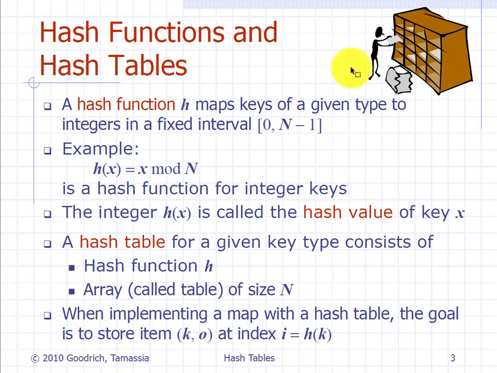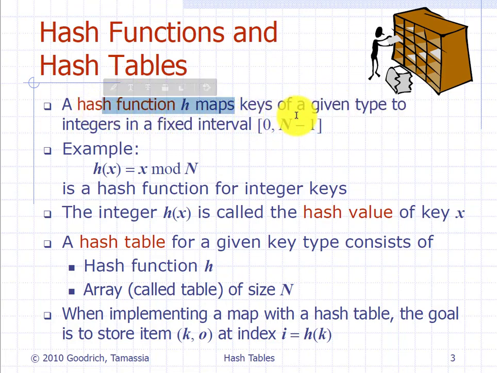In this case, we denote our hash function as h. So the hash function h maps keys of a given type to integers in a fixed interval. Okay, so why is it a fixed interval? This is our array size. Remember, we want to store items somewhere. We're going to store them in an array. And this hash function tells us where to put it.